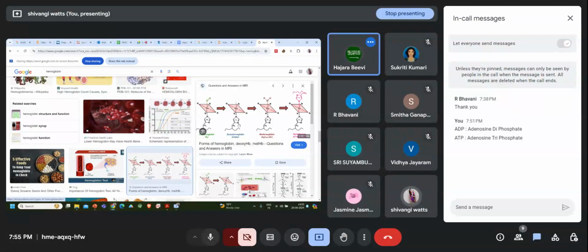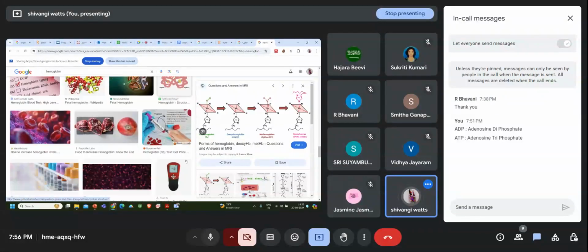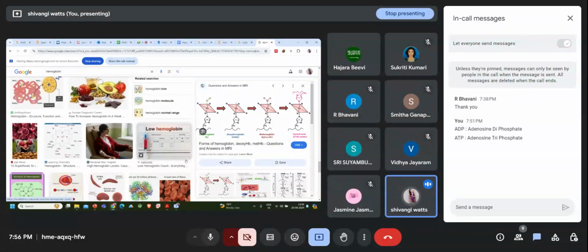So there will be two histidines. One is the proximal histidine, which binds directly to the iron, and one is the distal histidine. One is 196, another one is 46, I think.